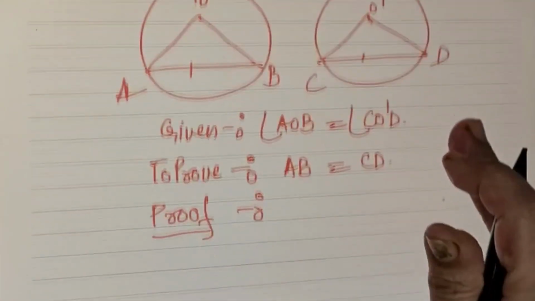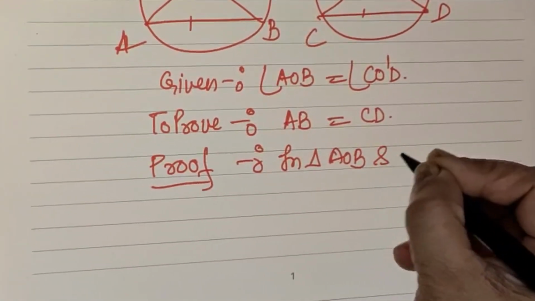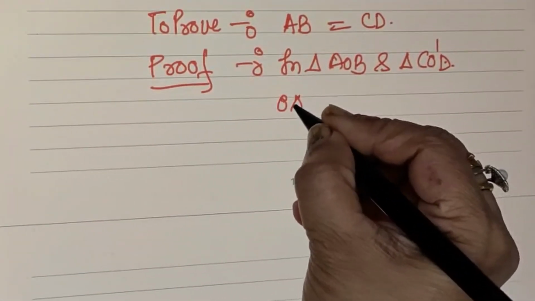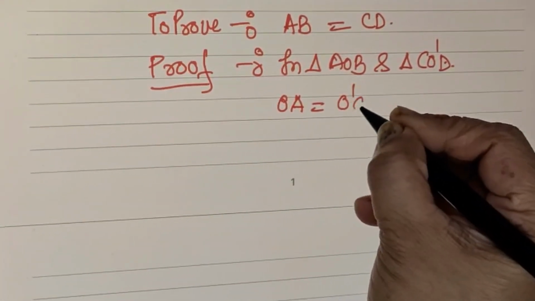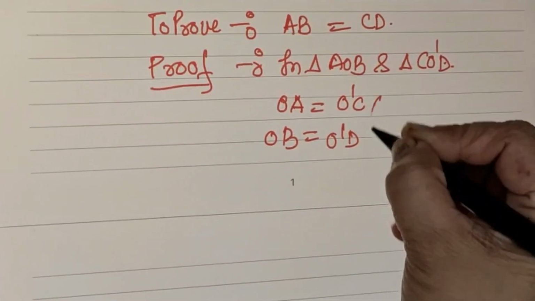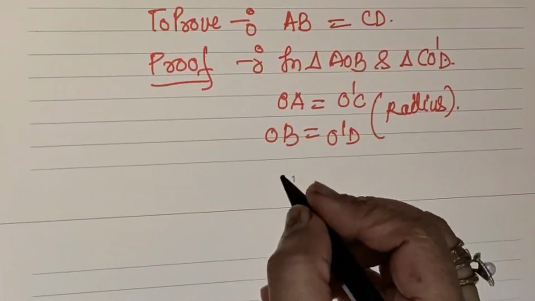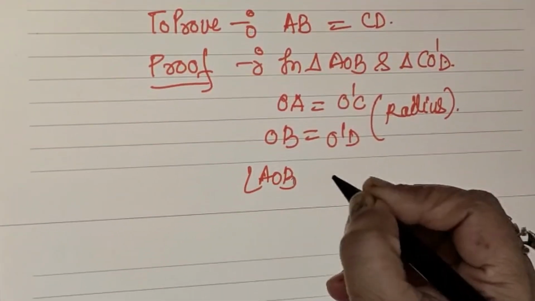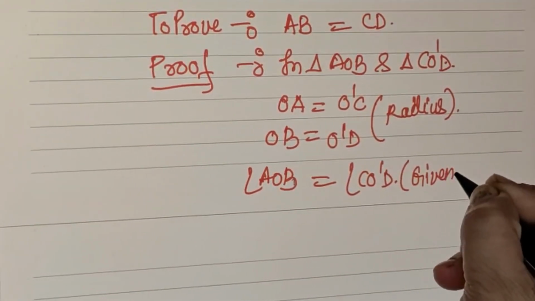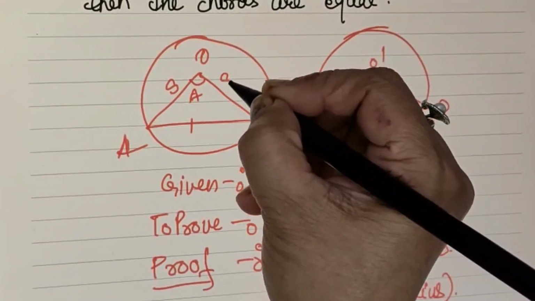Same procedure, taking triangles. In triangle AOB and triangle COD, what is given? OA is equal to OC and OB is equal to OD. Why? Radius, because it is given that they are congruent circles. Angle AOB and angle COD are equal, which is given. I will show you the figure. Side, angle and side.